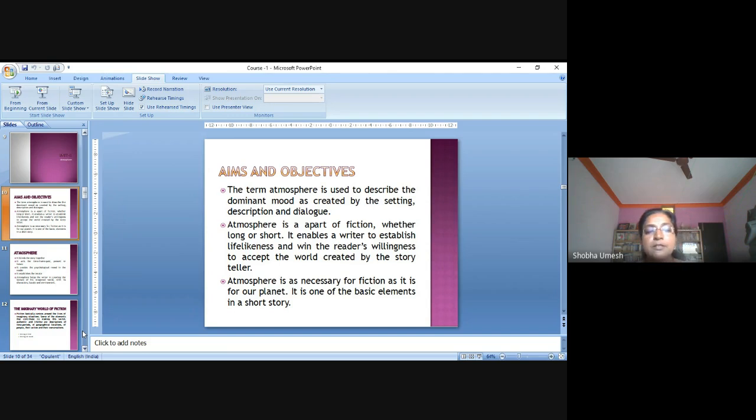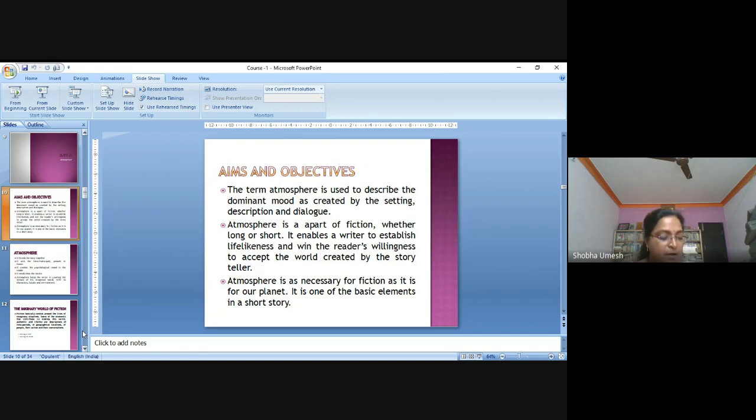Because it has to be accepted by each and every reader. So the world which you create as the storyteller should be exactly the same. And also atmosphere is very much important in fiction, as it is for our planet. It is one of the basic elements in a short story. So atmosphere plays a very important role in the storyline, because it is based on the plot which you have designed. So, atmosphere is a part of fiction, whether it is long or short. See, whether the storyline is short or long, atmosphere is very important.